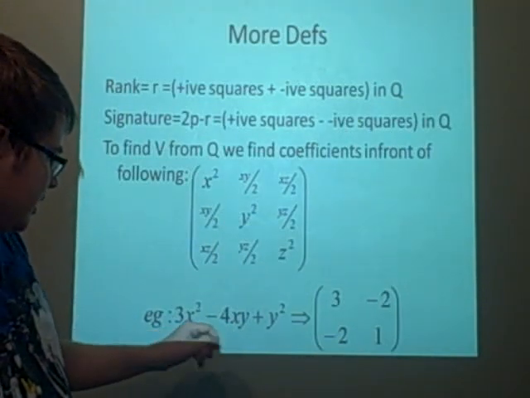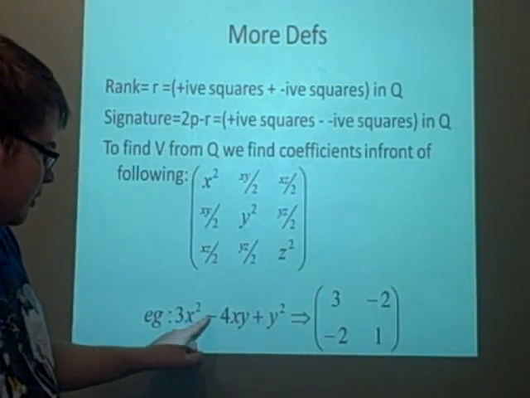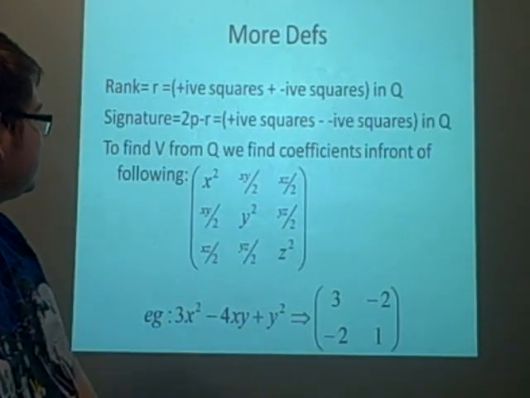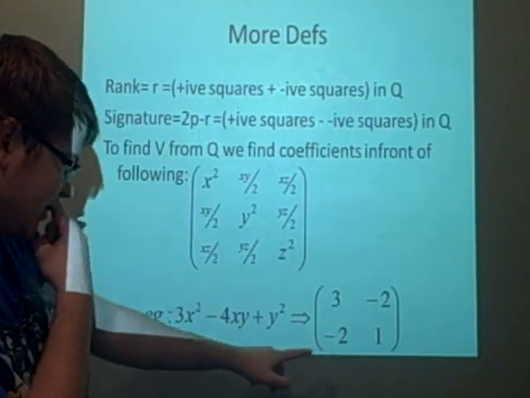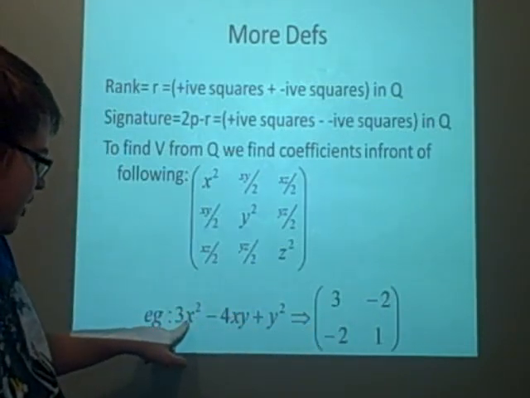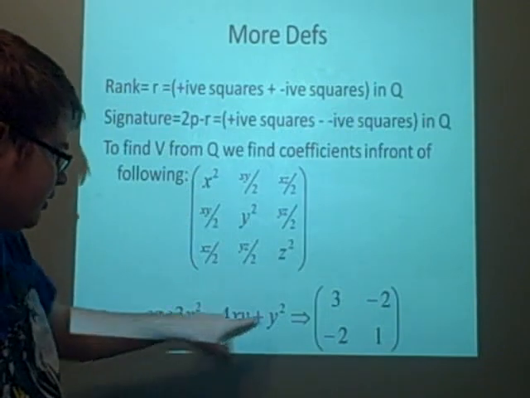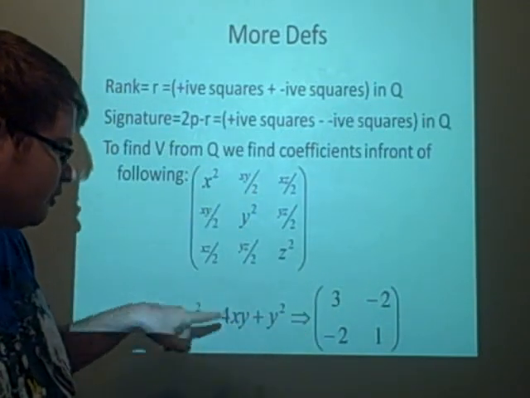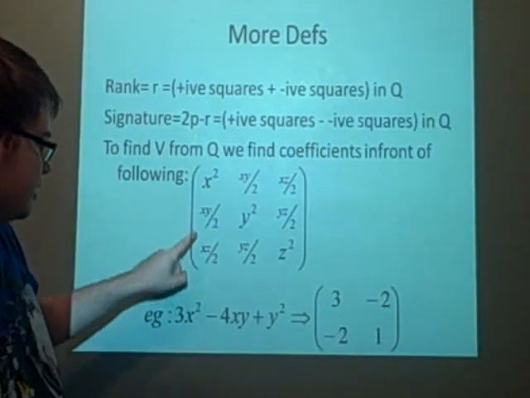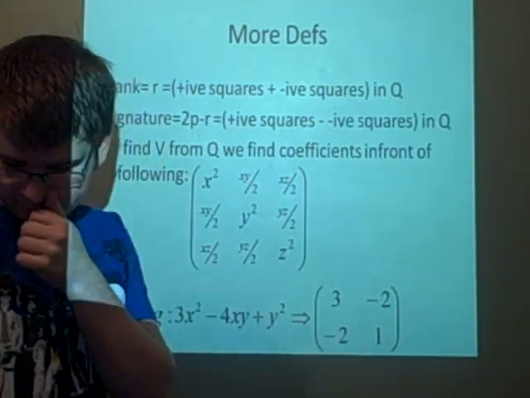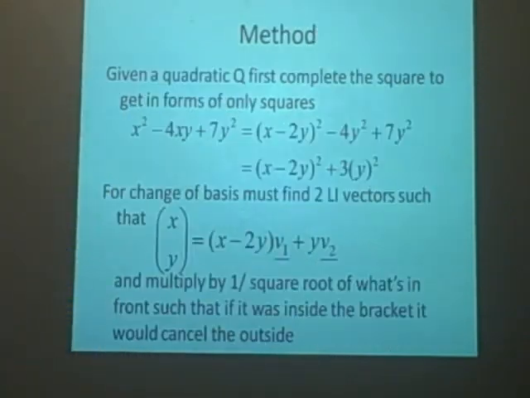So an example here is if we have 3x squared minus 4xy plus y squared, this will turn into this matrix. So this is the quadratic form of this matrix. So in front of the x squared we've got a 3, so we put 3 here. In front of the xy we've got -4, so we divide that by 2 and put -2 here. The same here, and in front of y squared we have 1, so it goes there. But I've just worked that out.